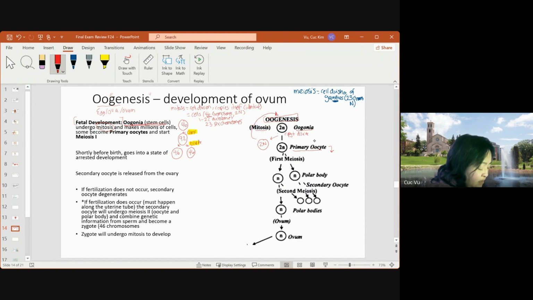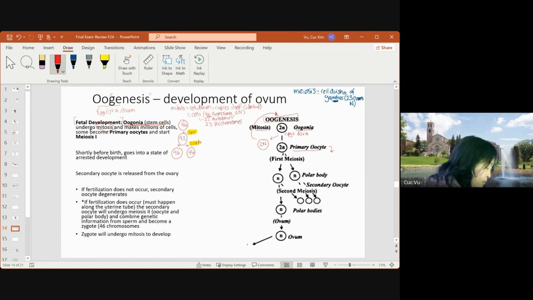Okay, so the oogonia is going to divide into two cells, two primary oocytes. One of them will continue onward, what we use the term differentiate, where the other one repeats this cycle and continues to reproduce. And that's why a female is born with all the eggs she will need for her lifetime. Because in this process, one always stays as an oogonia and repeats mitosis, where the other one, the primary oocyte, gets ready to continue onward.